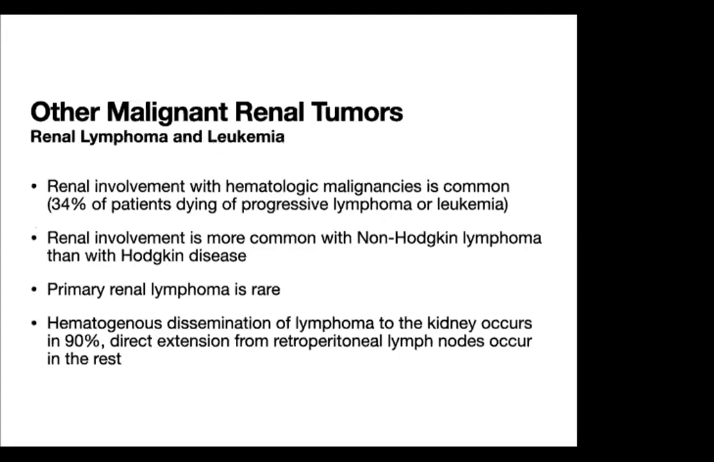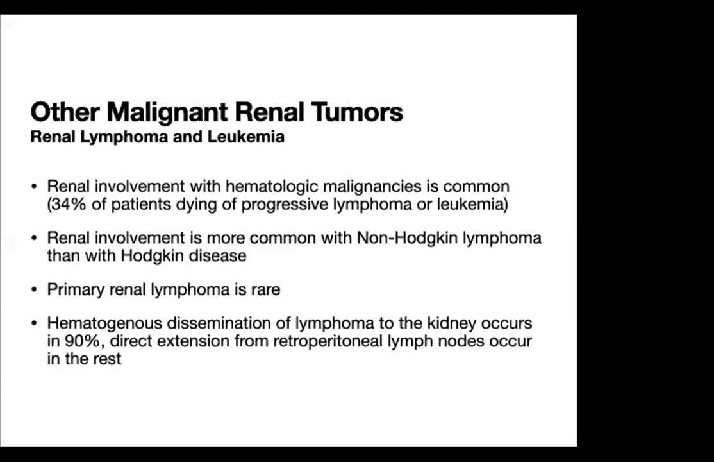Next are your renal lymphomas and leukemias. The renal involvement with hematologic malignancies is common. 34% of patients dying of progressive lymphoma or leukemia are found to have renal involvement. So it is more common with your non-Hodgkin lymphoma than with your Hodgkin disease. Primary renal lymphoma is rare.